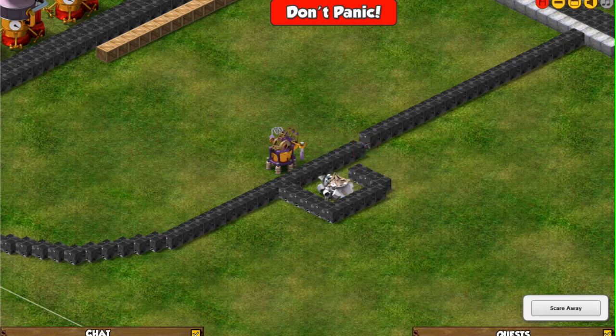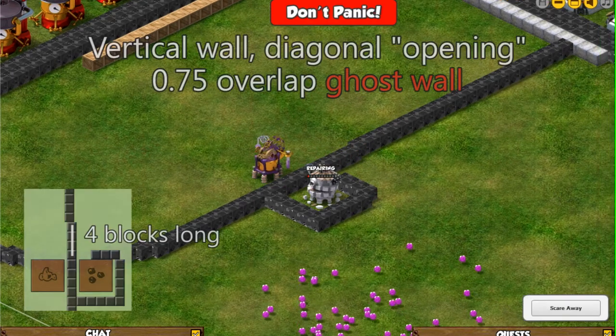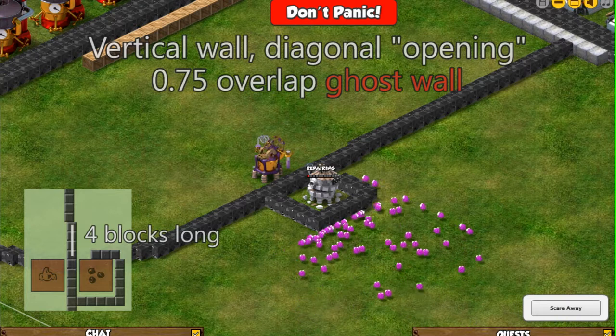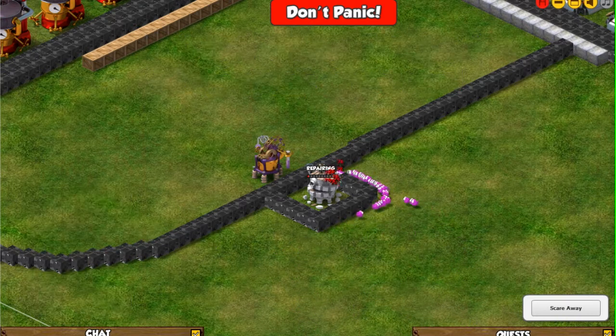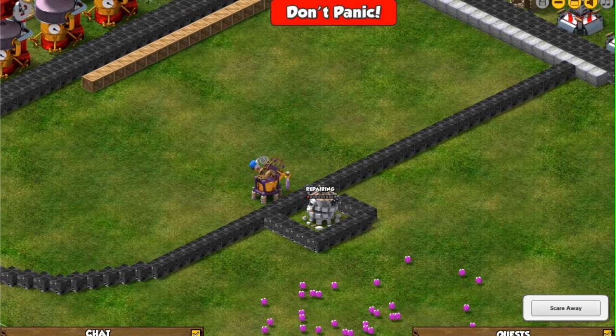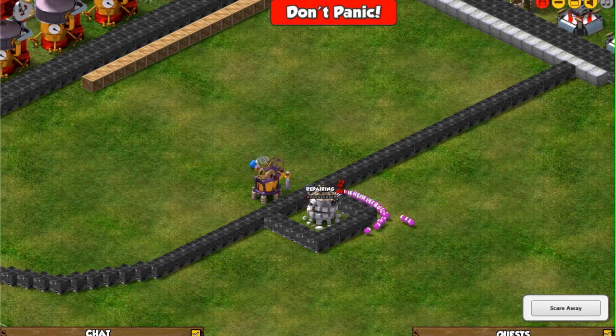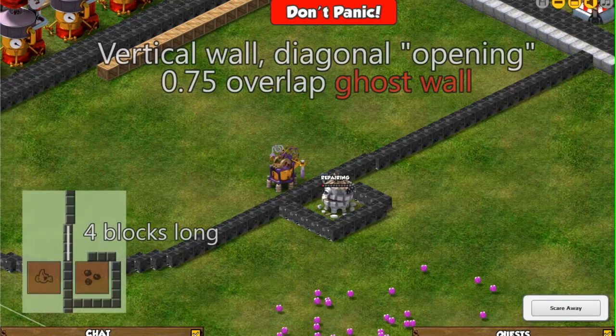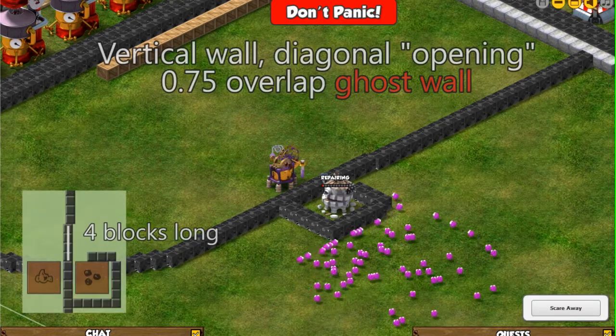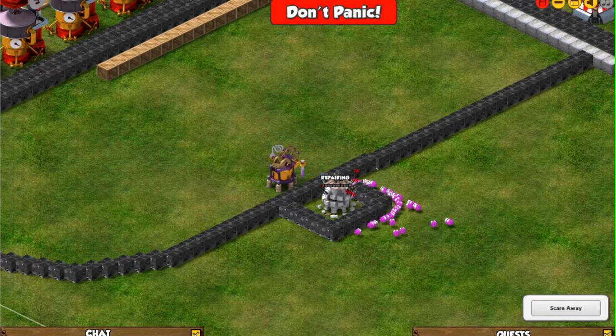And 0.75 overlap creates a ghost wall. And now we got a completely straight wall. This is exciting. Where will they chew? And again, a 0.75 overlap. And once again, a ghost wall. Those overlaps really hate me.